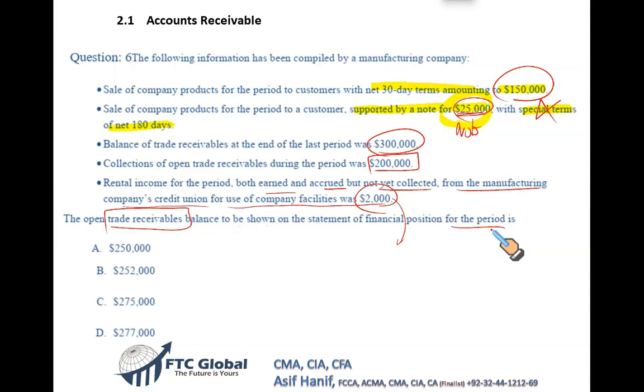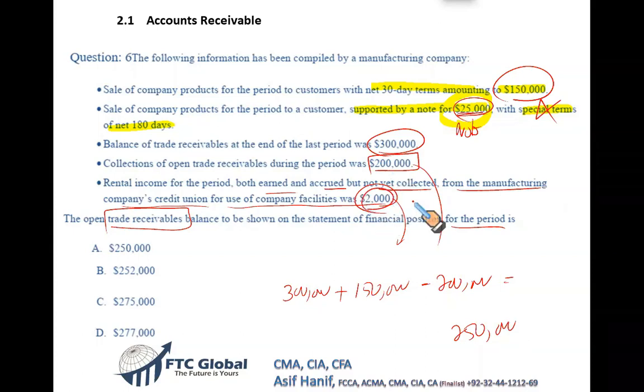First of all, your opening balance is $300,000. During the period, you have made sales of $150,000. That means the total amount due is $450,000, out of which we have already collected $200,000. So that gives you $250,000. The other amount should not be considered, Wakas.